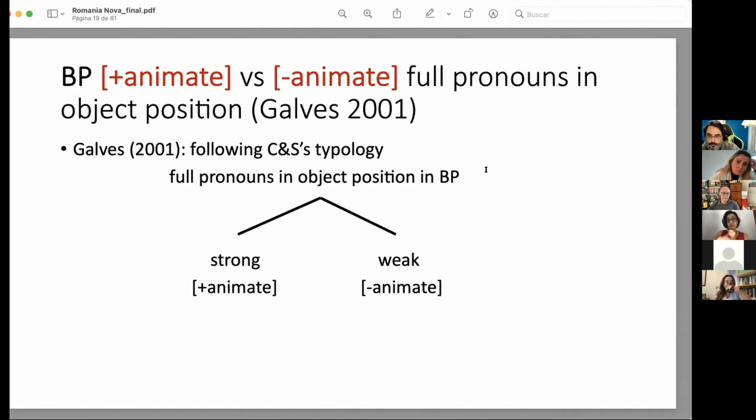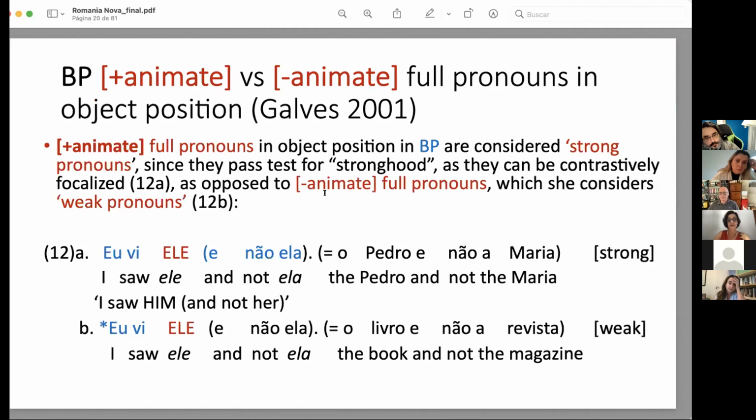Now, as I showed before, Galves proposes that in Brazilian Portuguese, full pronouns in object position may be either strong or weak, depending on the animacy feature that they have. One example she gives is that in object position, they can be considered strong pronouns because they pass the tests for strongness. So they can be contrastively focalized. You can say, eu vi ele e não ela, referring to Pedro and not Maria. But you cannot say, eu vi ele e não ela, referring to a book and not a magazine. According to her, this is what makes the distinction.